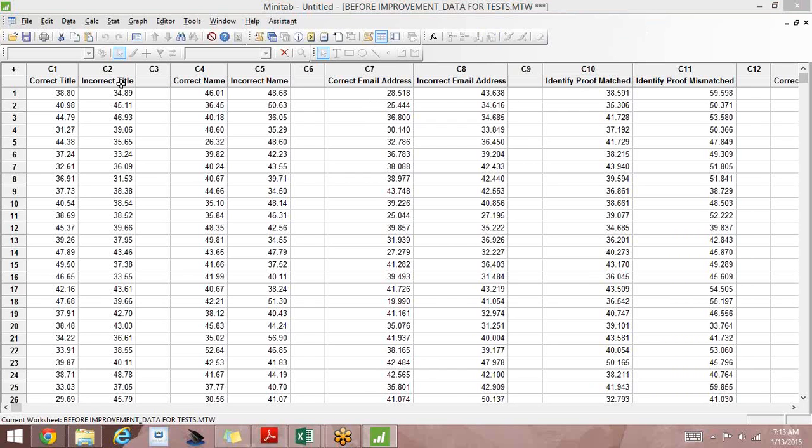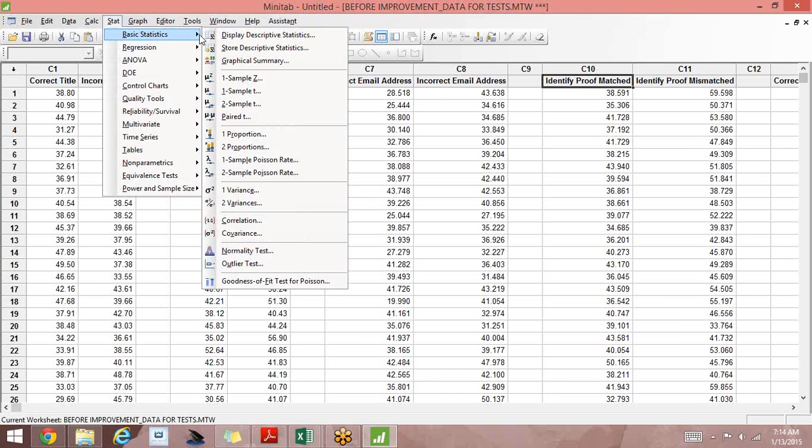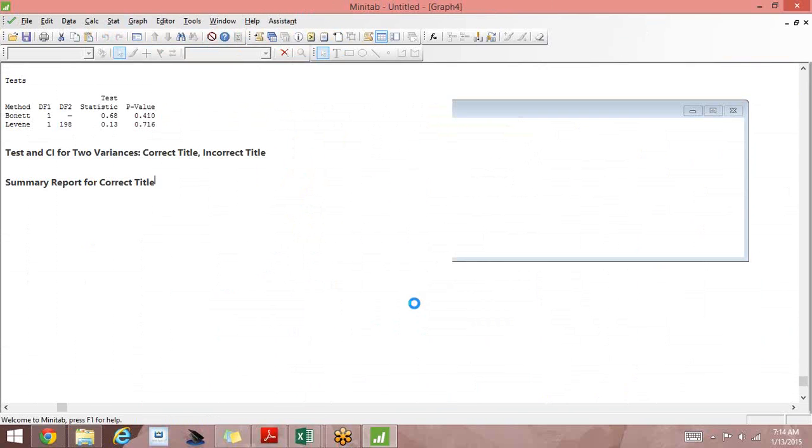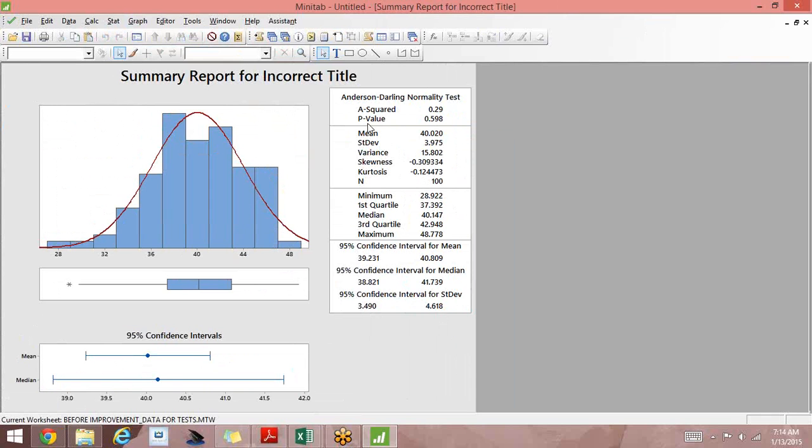Right? If y is continuous, x is discrete in 2 categories, you use 2 sample t-test. If you just go back to that flowchart and see, you will come to know about this. So in two sample t-test, the first thing is we check for the normality of the data. Is data normal or not? I simply go to stat, basic statistics, graphical summary. Let me select correct title and incorrect title. And then I'll simply click on OK. I just look into Anderson-Darling normality test p-value.